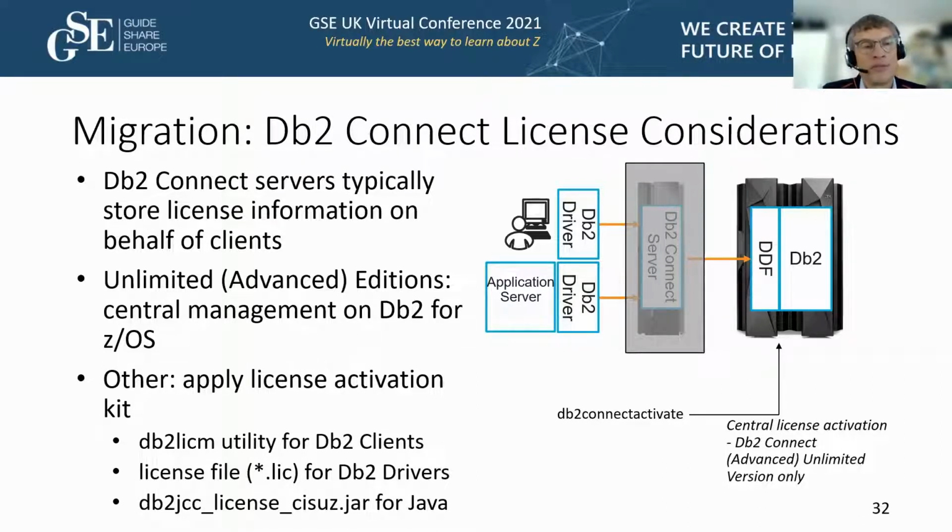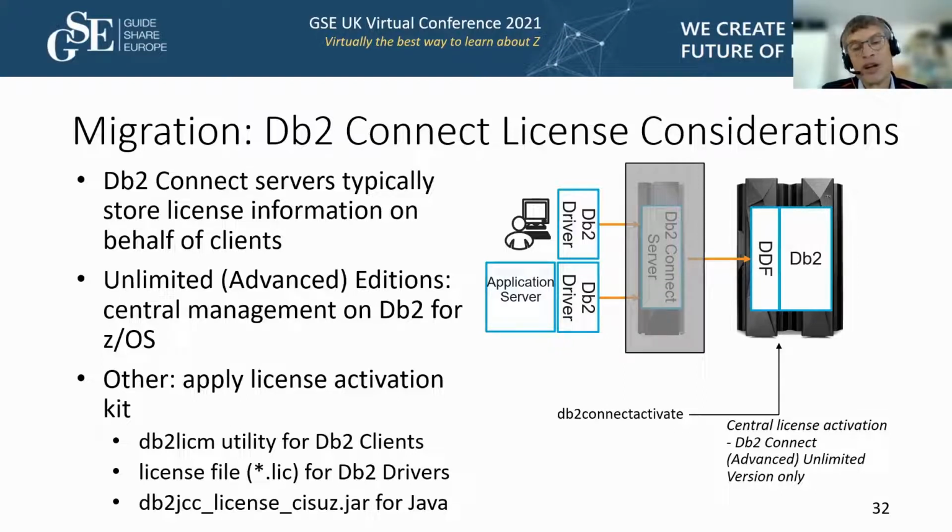If you don't have the unlimited edition, then of course some additional work is waiting for you, because then you have to deploy this license activation kit to every type of client, to every application server which is now connecting directly to DB2, which means you have the fat clients, which use the DB2 LIC-M utility. For the non-fat clients, which means the data server drivers, you could use the license file which is shipped with the DB2 Connect license, and need to place it in the right place in the file system.